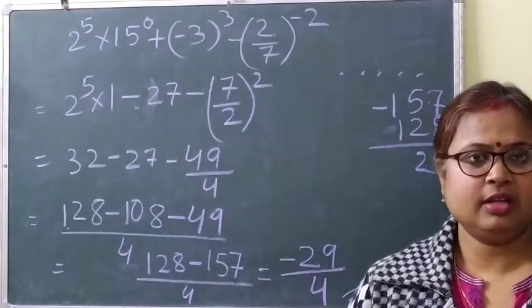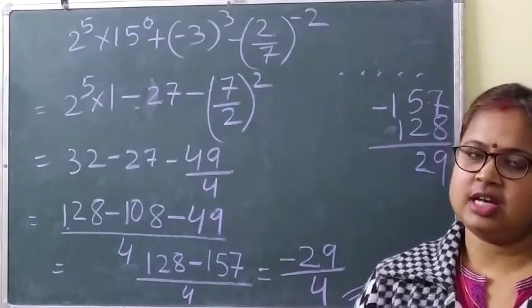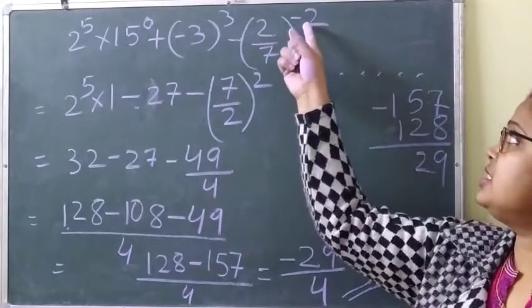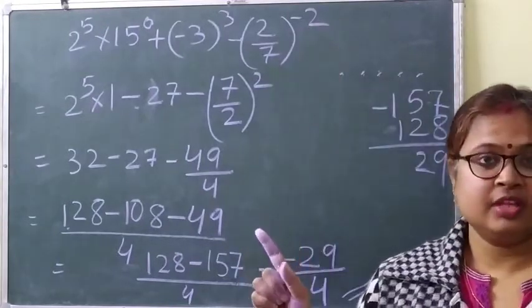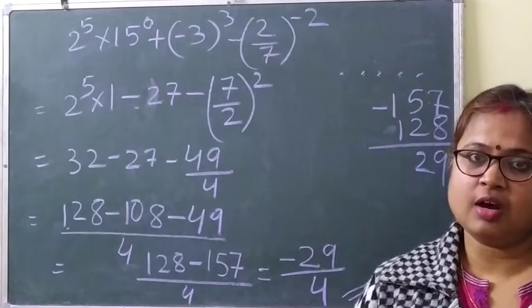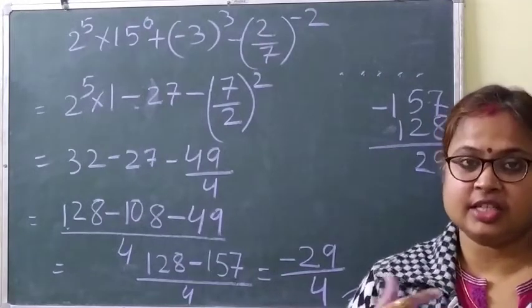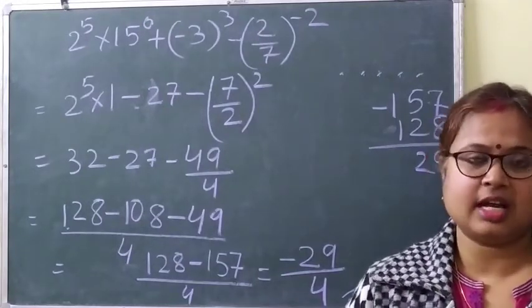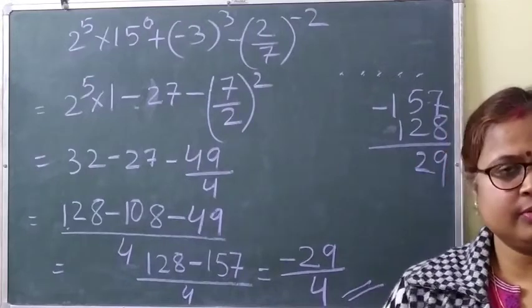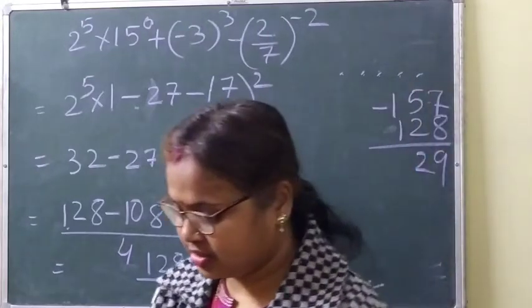And always remember, when the power is 0, the answer is 1. And when the power is given in negative form, then we can make it positive. How? We can write the numerator as a denominator and the denominator as a numerator. Okay. Now let's do the next question.